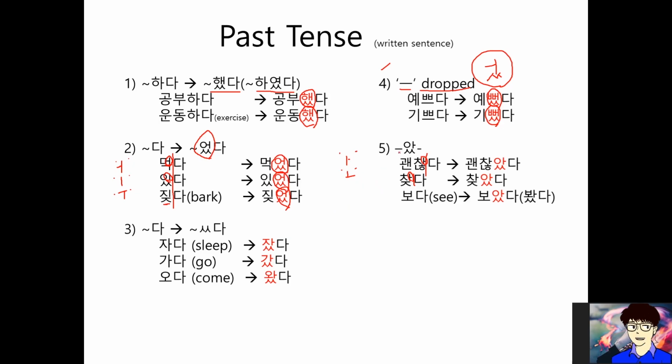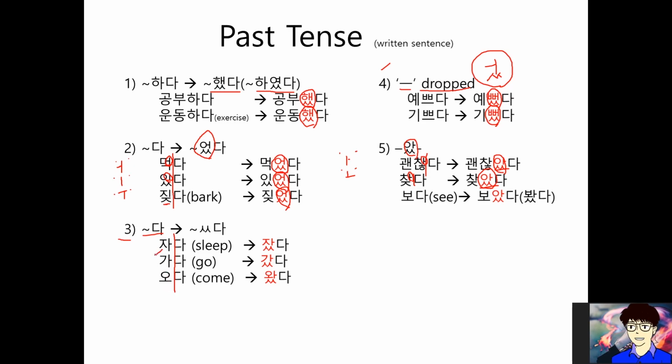In that case, you should put at. You can understand me? Good. So, 괜찮다 is changed like 괜찮았다. 찾다 is changed like 찾았다. You can understand me, right? Good. And the third case, when there are verbs like blah blah ta, okay?